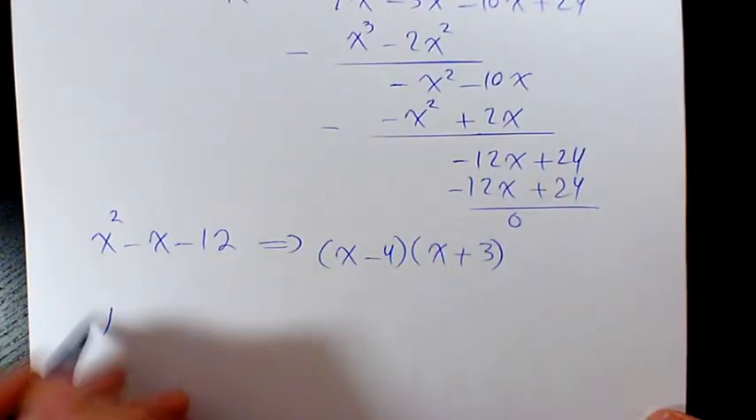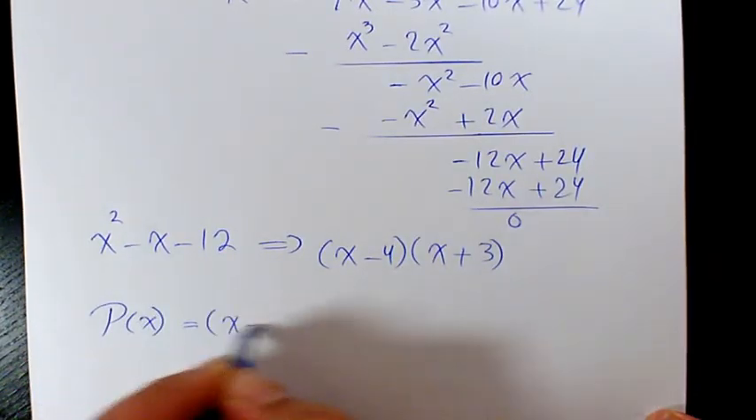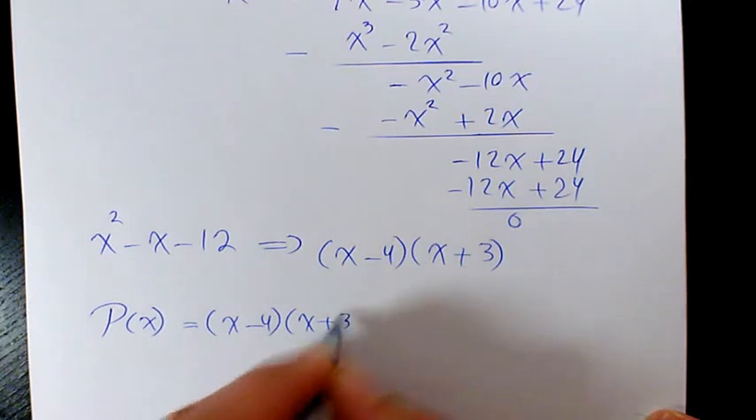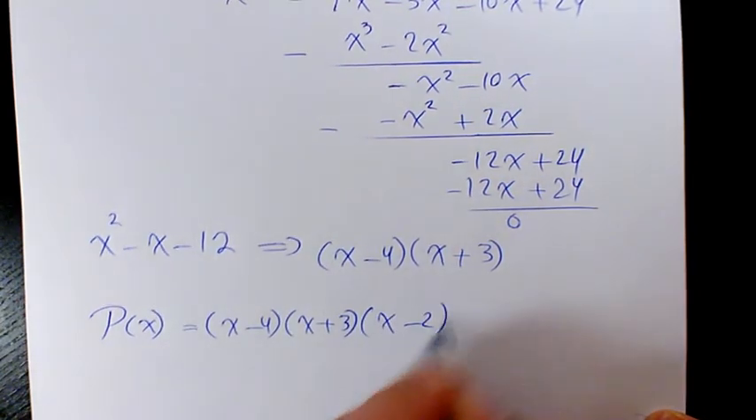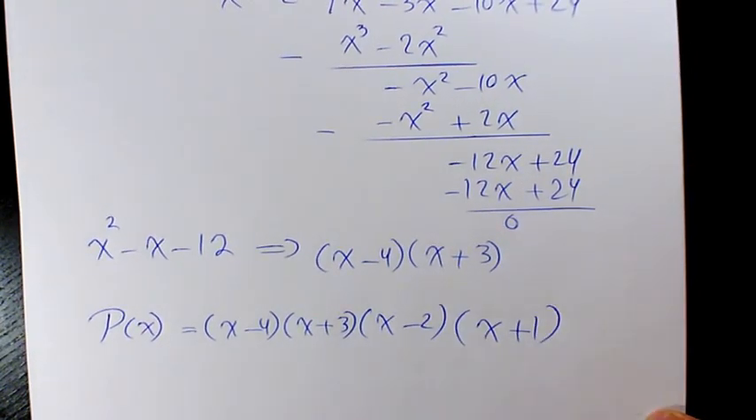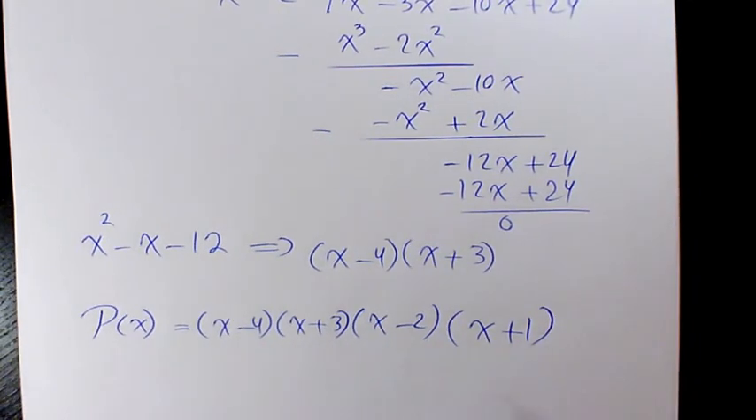So the factored form is going to be x minus 4 times x plus 3 times x minus 2 times x plus 1. So this is the factored form. The roots are positive 4, negative 3, positive 2, negative 1.